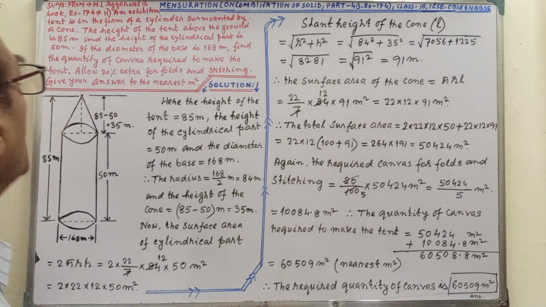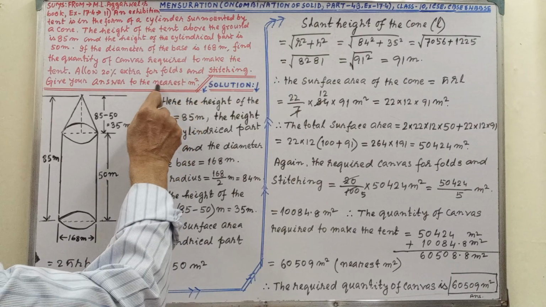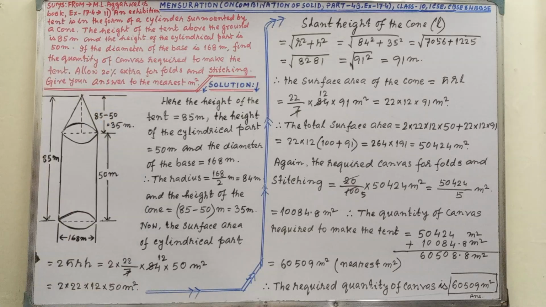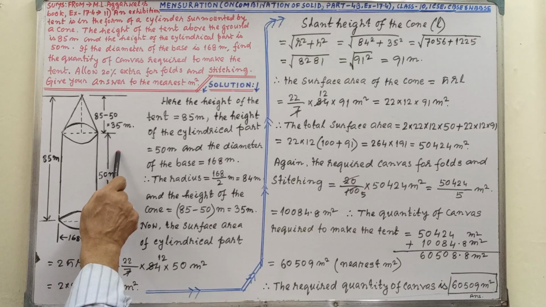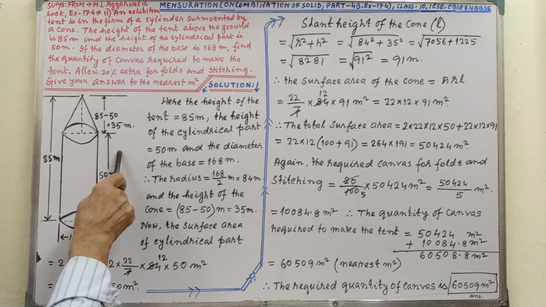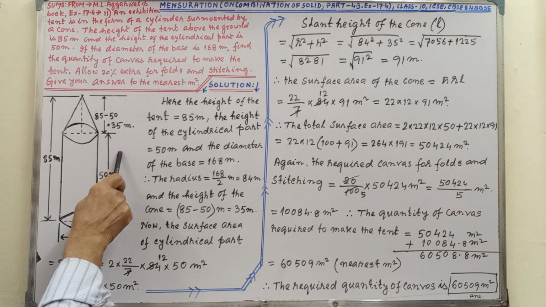Sums given from ML Agarwal's book, exercise 17.4, sum number 11. You will get the sum in your book, and here also it is written clearly. An exhibition tent is in the form of a cylinder surmounted by a cone. Here I have drawn a diagram for the sake of explanation. You may draw or may not. That will not be a factor.